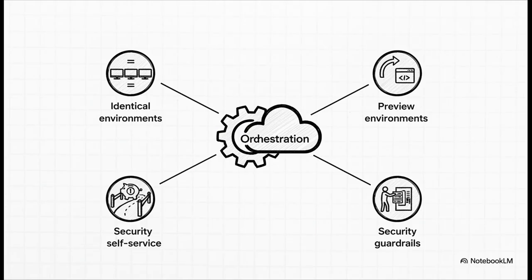And what's really cool is that orchestration is about way more than just speed. It gives you perfect parity, meaning your development and production environments are identical, which kills all those well-it-worked-on-my-machine bugs. You get amazing features like preview environments for every single code change, smart cost controls, automated security. It basically puts superpowers in the hands of your developers.